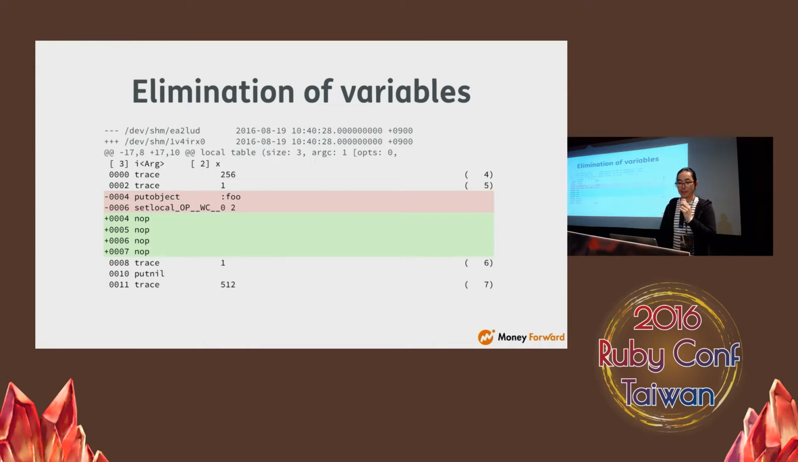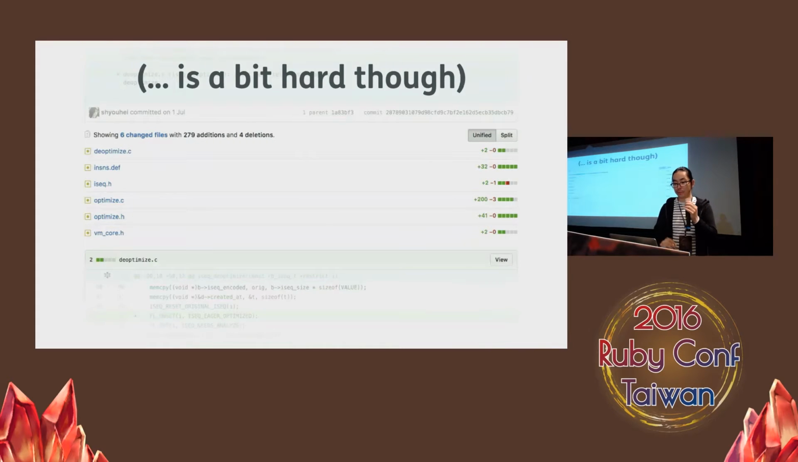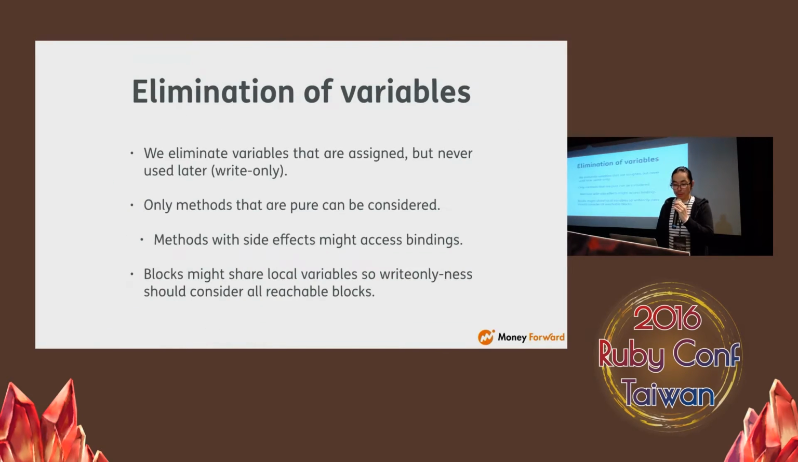Next, the variable assignments. In this case, we eliminate the assignments to a local variable with value 2. The set local instruction is eliminated. Sad news is the implementation is not that simple. It's 200 lines long. So let me tell you briefly what is going on.